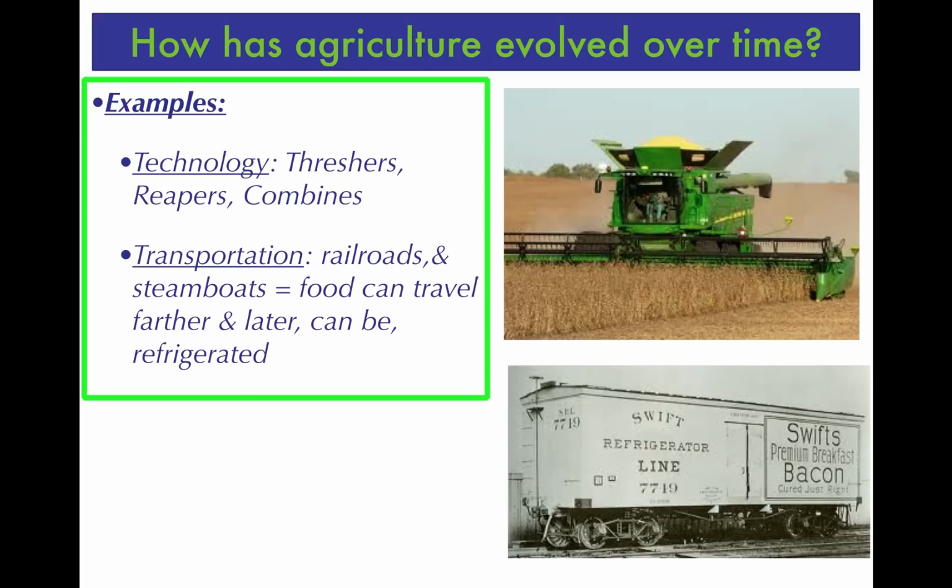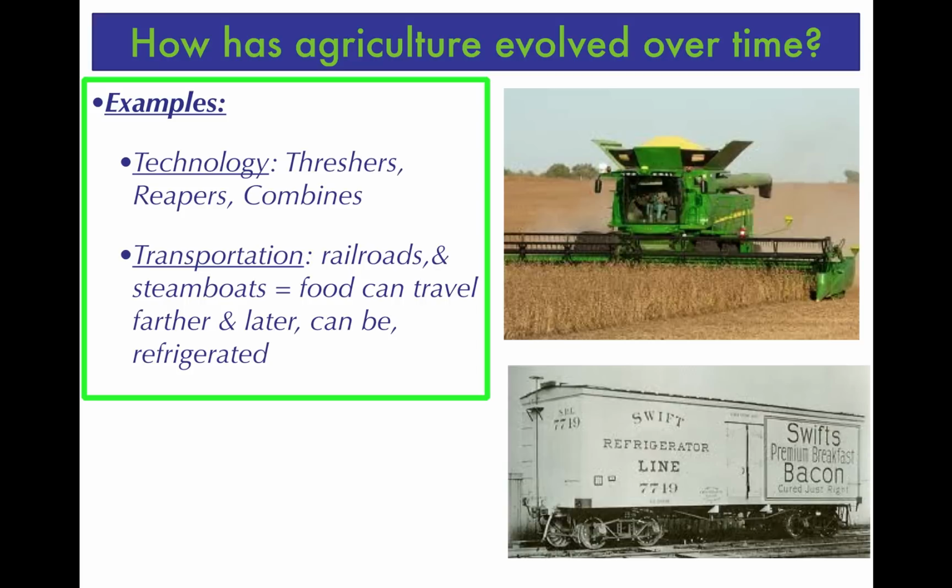Combines is what you see on the top right there. These can do all three in one. It can harvest the crop, it can thresh the crop, and it can do so on a large scale, as you see with that picture there. So technology, generally speaking, is just making agriculture easier. And I should back myself up. These threshers and reapers and combines didn't necessarily start off on the scale that you're seeing right there. They started off, like any technological advancement, in much more simplistic, even handheld ways, and ultimately developed into the industrial agricultural machines that you see in the top right.